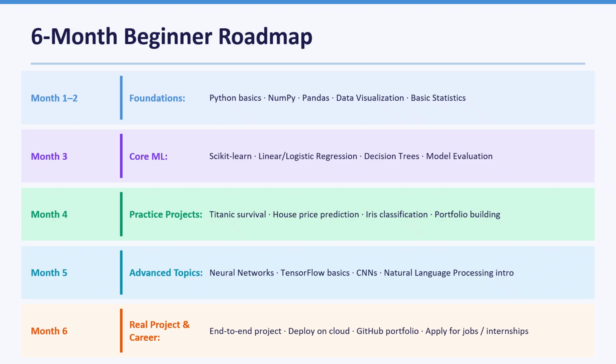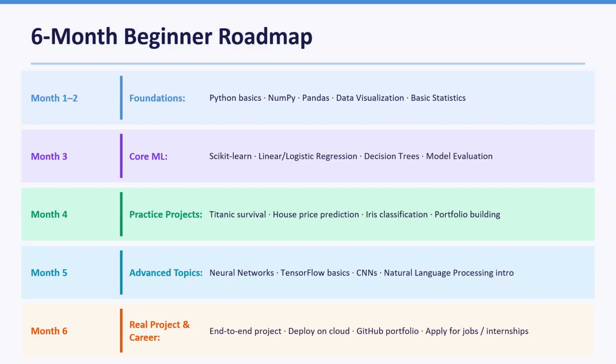Then month 3 focus on core ML. Start with Scikit-learn, implement linear regression, logistic regression, and decision trees on real datasets. Learn how to evaluate models. Month 4, build projects. Apply what you have learned to real Kaggle datasets. Titanic, house prices, iris classification. Write about them on GitHub.